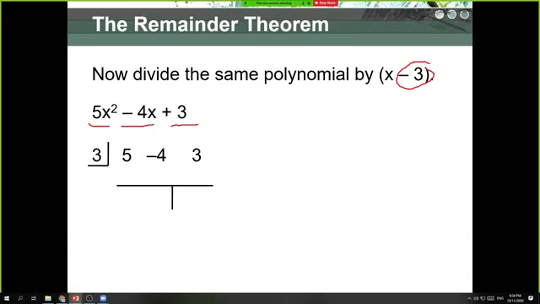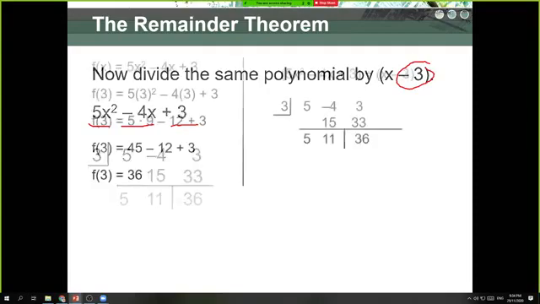So the first step, bring down 5. Then you multiply 3 and 5. You write 15 there. Then you combine negative 4 and 15. You're going to get 11. Then multiply 3 and 11. You're going to get 33. And you have 36 there.